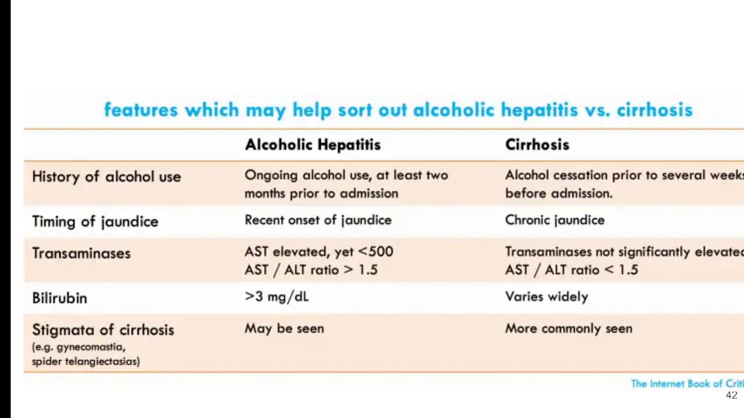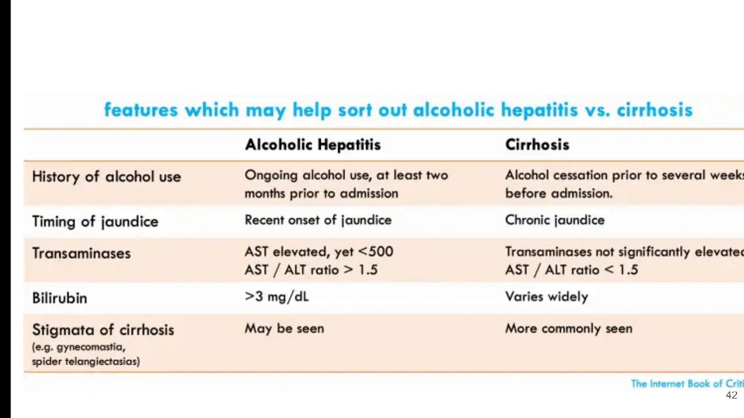In alcoholic hepatitis conditions, the levels of transaminase are raised and the ratio is more than 1.5. Whereas in cirrhosis, transaminase levels may be normal or only slightly raised, within normal limits, and the ratio is less than 1.5. That's important: the AST-ALT ratio is quite significant in making the diagnosis of cirrhosis versus hepatitis. In hepatitis, that ratio is enhanced. In viral hepatitis, the ratio is significantly enhanced. And in cirrhosis, it may not be enhanced or it may even be on the lower side.